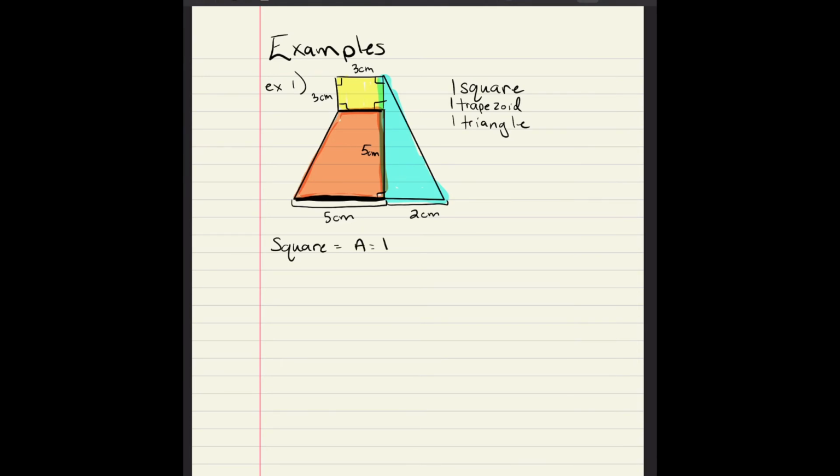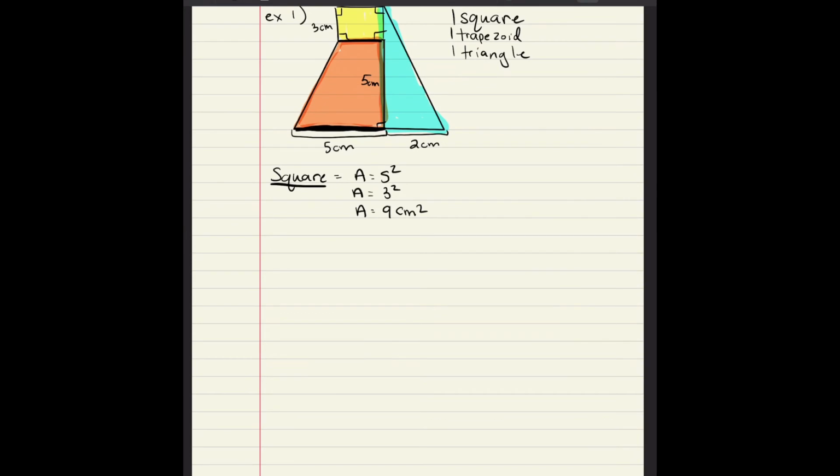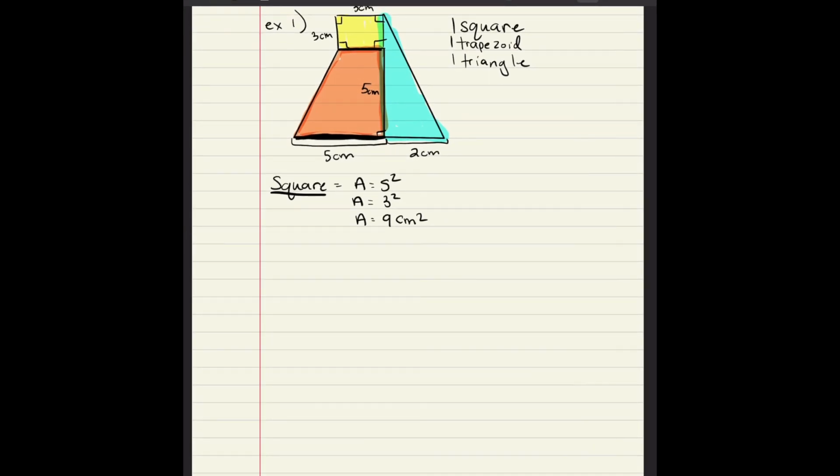My formula is s squared, so side squared. So my side length is 3, so I plug in what I know. The area is 3 squared. Area equals 9 centimeters squared. Next I have my trapezoid. So I'm going to start by breaking it apart.